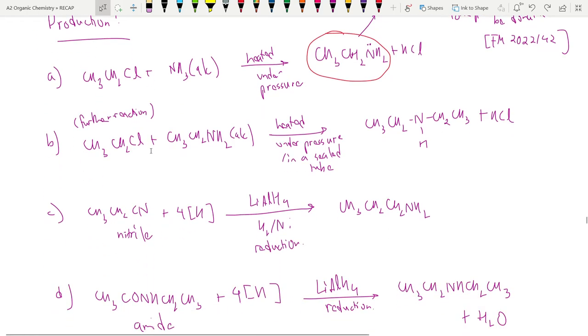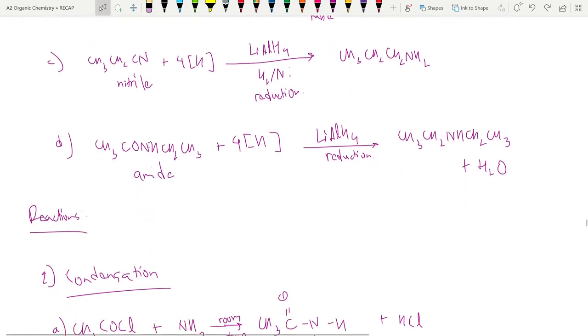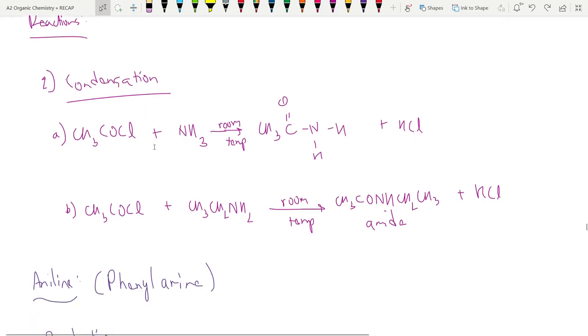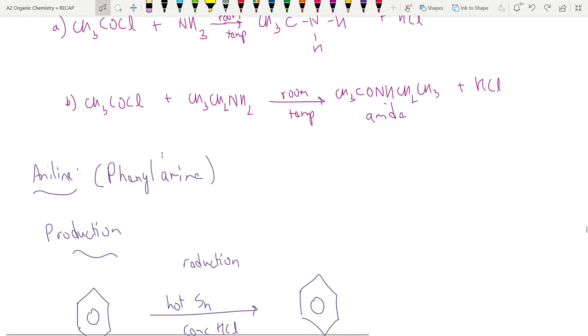Also, we can get amines by reducing nitriles using lithium aluminum hydride or hydrogen plus nickel, or we could reduce amides using lithium aluminum hydride only, to get amines. What reactions do they undergo? They can form amides by condensation reactions with acyl chlorides at room temperature, with both ammonia and primary amines, also secondary.